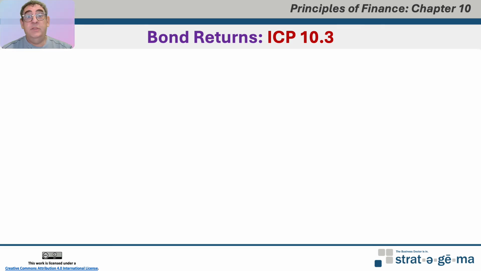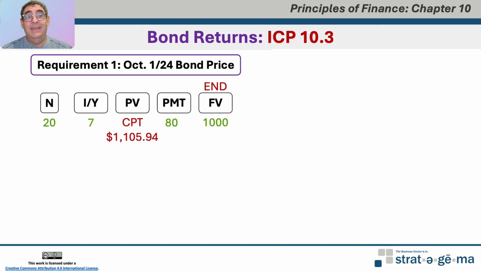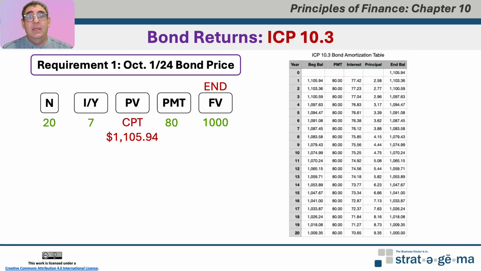For requirement 1, to determine the bond price at October 1st, 2024, let's use our calculator. 20N, 7IY, 80 PMT, that's the $1,000 face value times the 8% coupon, 1,000 FV, compute PV, and we'll end up with 1,105.94. Just that easy. For requirement 2 in the amortization table, this is what it should look like, and you want to see if you can duplicate that manually in Excel just to refresh your skills.